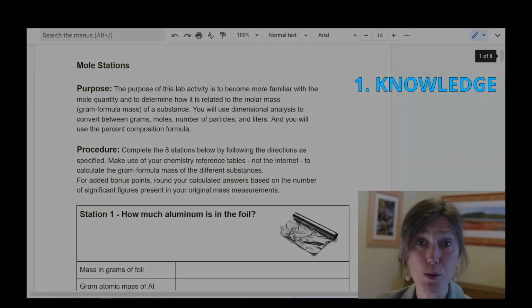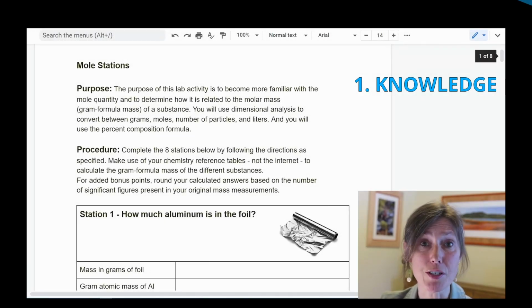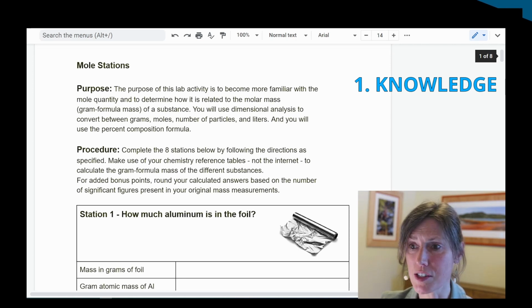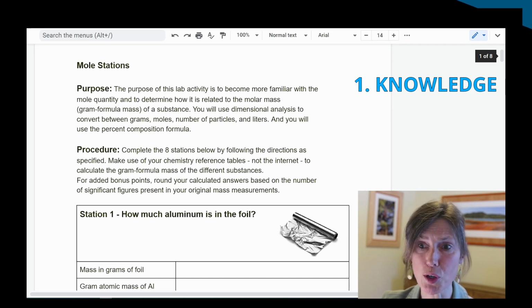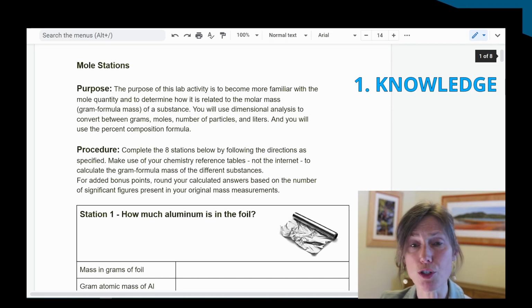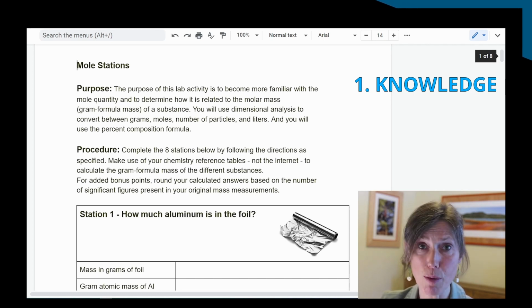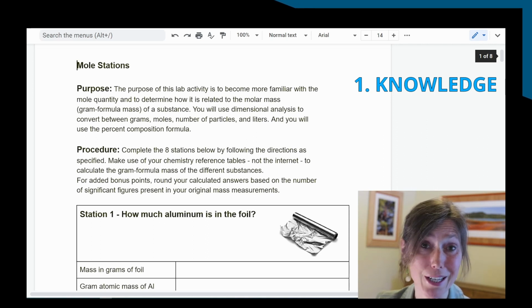The first lab that I do with them to impart this knowledge is called mole stations. It's a really fun lab. And the purpose of this lab activity, as is stated here, is for students to become more familiar with the mole quantity and to determine how this mole quantity is related to molar mass. And they will also do other conversions, not just from grams to moles, but also to number of particles and even liters. They will also use one other formula referred to as the percent composition. So they will complete 8 different stations. And the stations really can be completed in any order that they wish, whatever is most convenient for the students in the classroom.